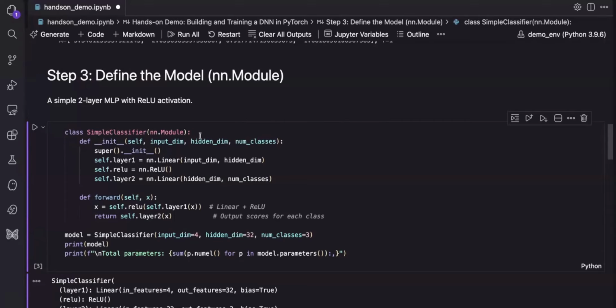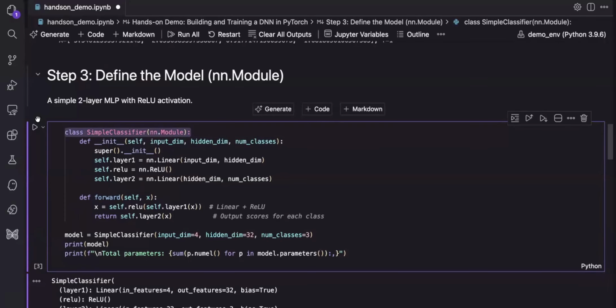At first, we have class SimpleClassifier, which is our model. And our model is a Python class that inherits from nn.Module. Inheriting from nn.Module is what makes PyTorch treat this as a model. Without this inheritance, PyTorch has no way to know that your class is a neural network. It is just a Python object with no special meaning.